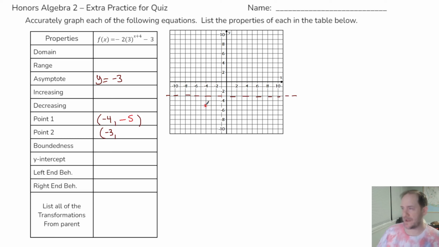But again, looking at my sketch, that actually feels kind of right. We can see that this graph is going down really, really fast. And so even though there's only 3 units left to get us to the y-axis, we're going to go down pretty far before we get there.